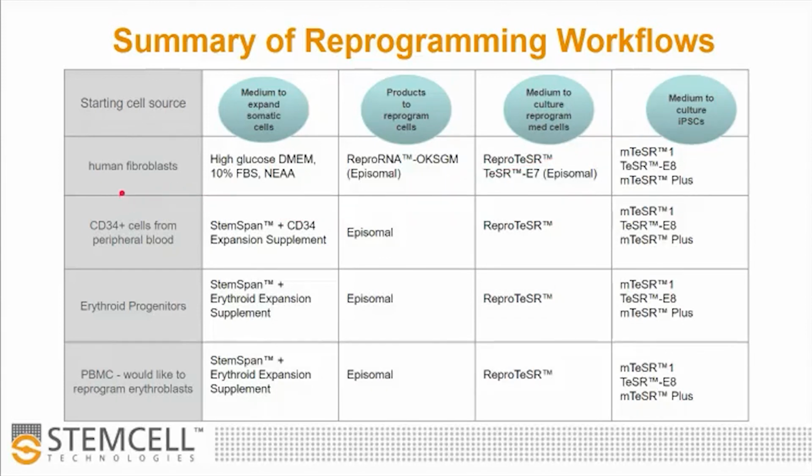So for human fibroblasts, we recommend a high glucose DMEM, 10% FBS, and non-essential amino acids. The vector we recommend is now ReproRNA OKSGM. Historically, we recommended episomal vectors, but now we have ReproRNA. We will offer this for fibroblast reprogramming. The reprogramming medium that we recommend is ReproTeaser. Previously, we recommended Teaser E7. And historically, if customers have wanted a published formulation, they can use Teaser E7, but ReproRNA is our first option.